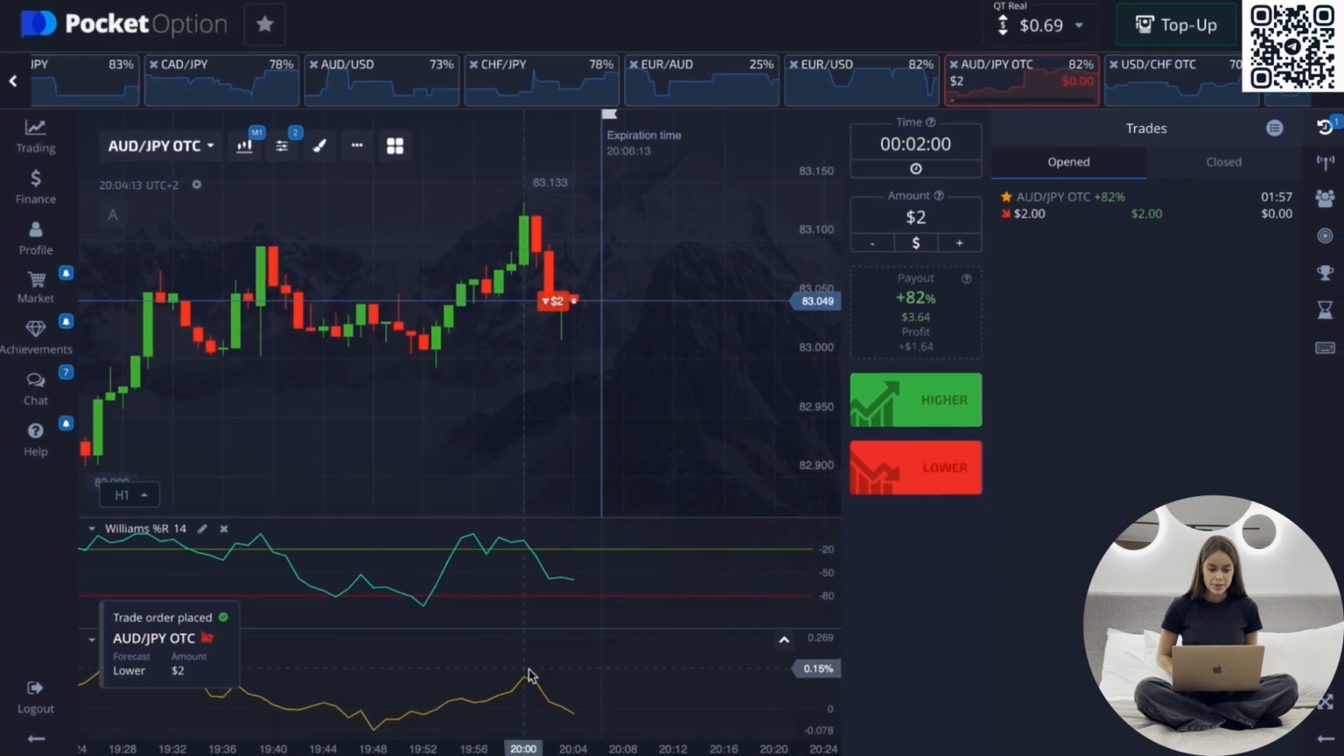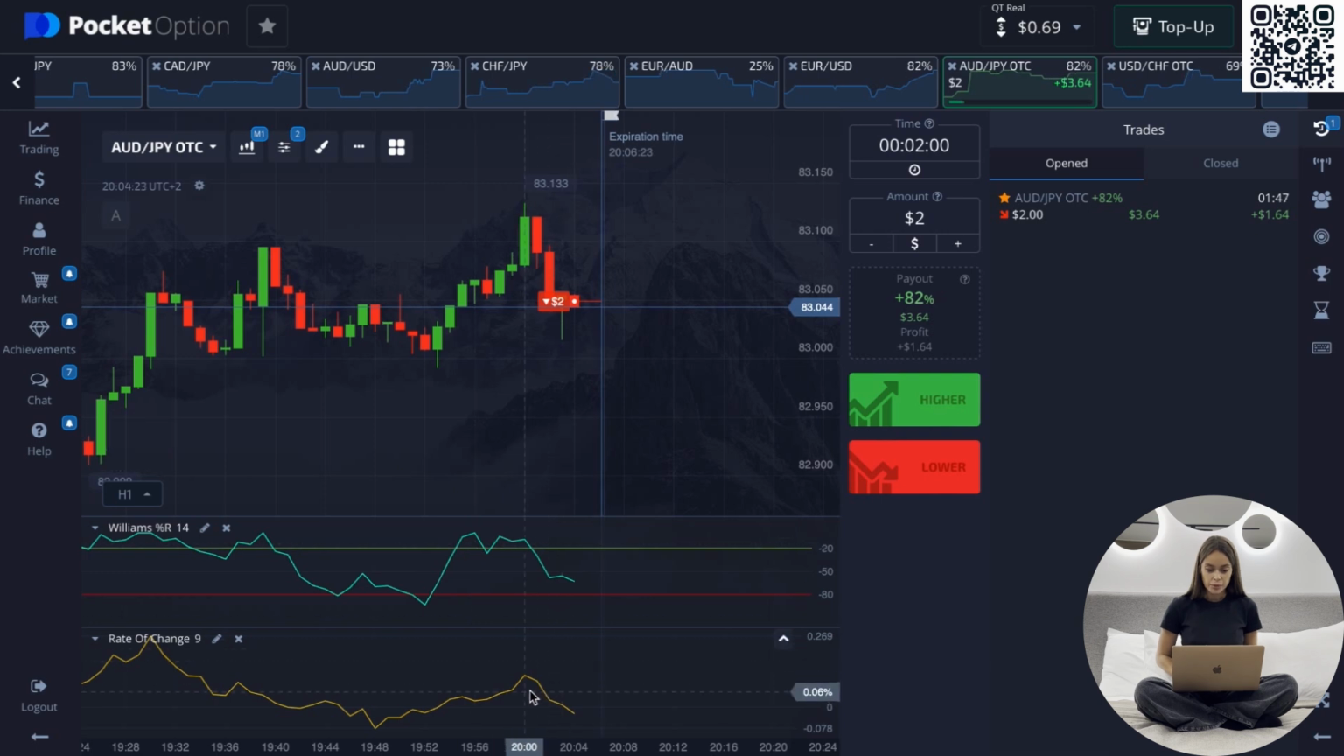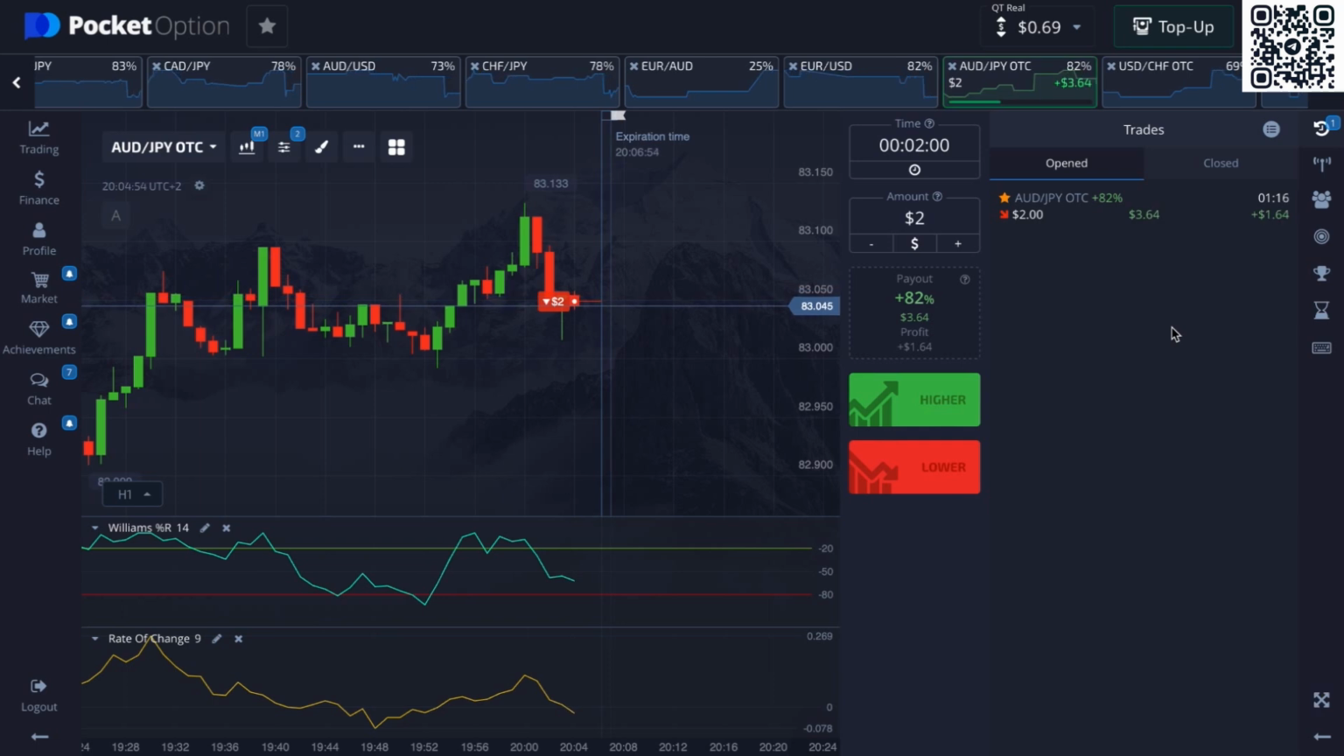So here I open a position for a decrease because on the Williams Percent Range indicator the price was in the overbought zone above the -20 level, after which on the Rate of Change indicator I saw that the indicator line at the moment was above the 0.05% value, and then I saw the intersection of the Rate of Change indicator line with the zero line from top to bottom. It was a sell signal. So here I open a 2-minute drop deal. We are waiting for the completion of this transaction.